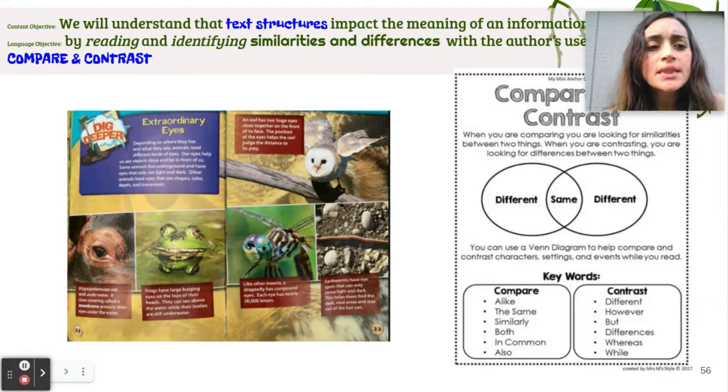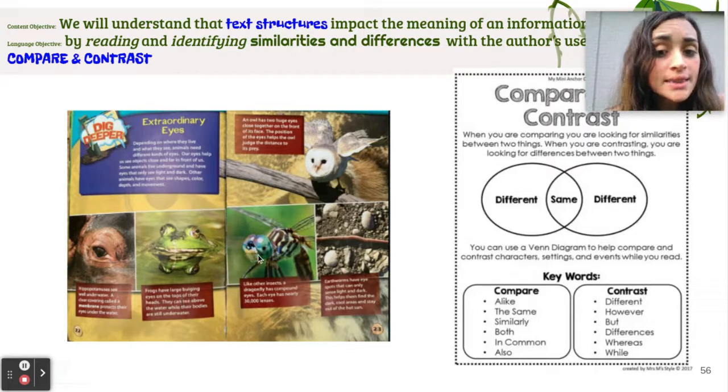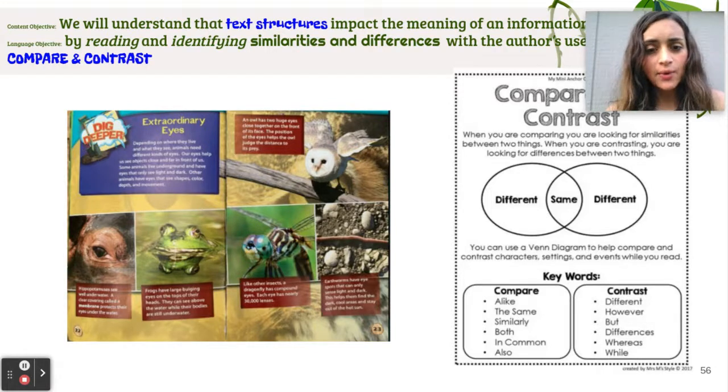Our eyes help us see objects close and far in front of us. Some animals live underground and have eyes that only see light and dark. Other animals have eyes that see shapes, color, depth, and movement. Here, the author is comparing our eyes to other animals' eyes. And when we look at all the images, we can talk about the differences between hippopotamus, frogs, insects, and earthworms. And at the very top, they also discuss the owl eyes.